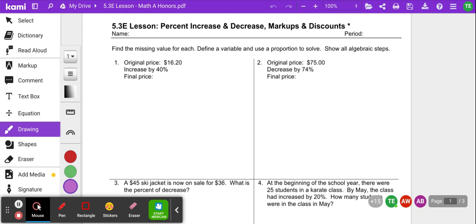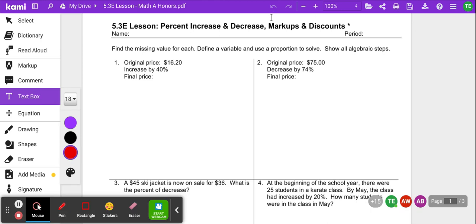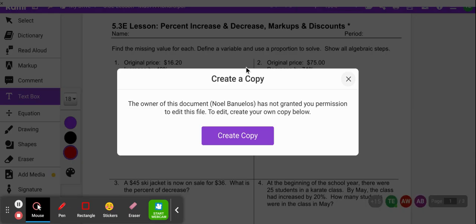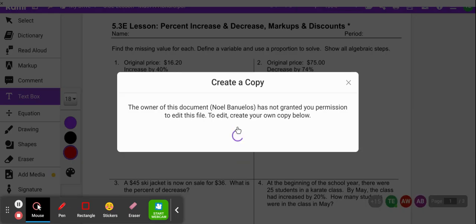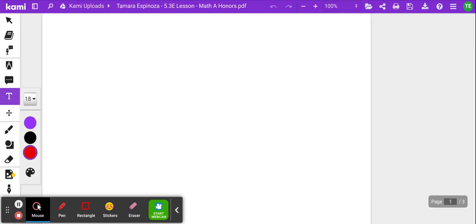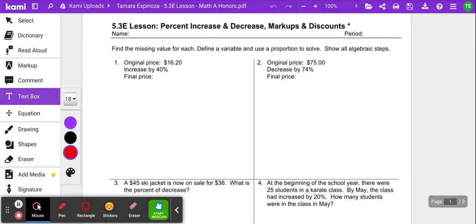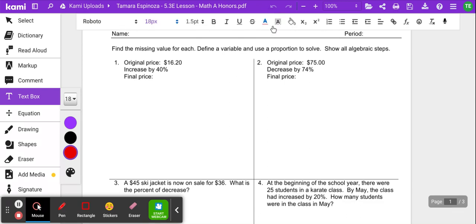5.3e. We're talking about percent increase and decrease, markups, and discount. A markup is when we increase a price. If you are a company and you buy a shirt for $10, of course you wouldn't turn around and sell the shirt for $10 because you wouldn't make any profit off that. So we have to mark something up so that we can make profit. So this is an increase.